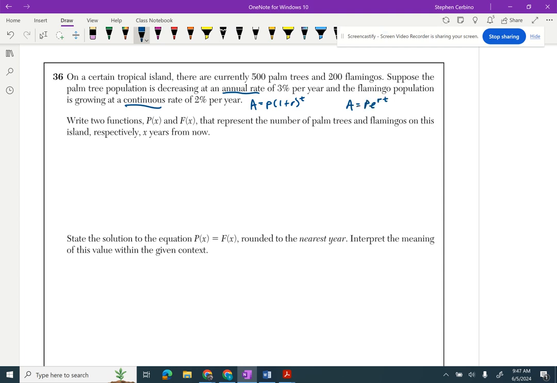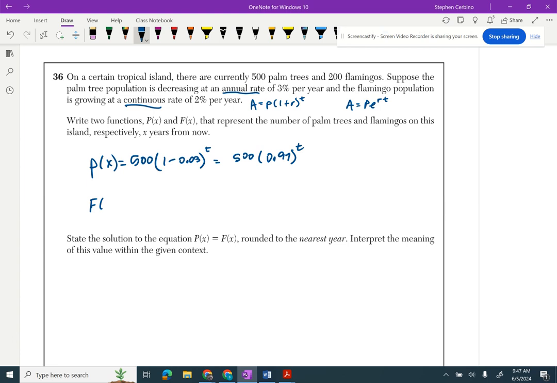Now, make sure that you're using the correct variables here. It tells us to make the functions P of x for palm trees and F of x for flamingos. So P of x is going to start with 500 palm trees. That's our initial population. It's decreasing, so it's subtraction. So we would say 1 minus the rate of 0.03 to the t. You can clean that up a little bit if you want. You actually can leave it as is, but I'll make this 0.97 so we could see that it's decreasing.